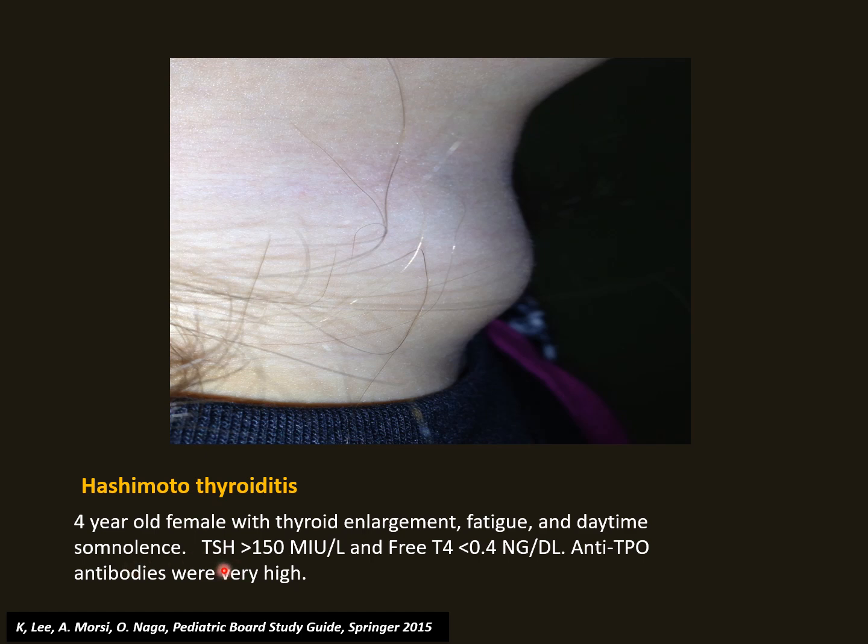The TSH in this case was more than 150 and the free T4 was less than 0.4. The anti-TPO, or thyroid peroxidase antibodies, were very high. We started this child on levothyroxine and afterward the thyroid size declined, and she started to look normal and feel much better after we started the levothyroxine.